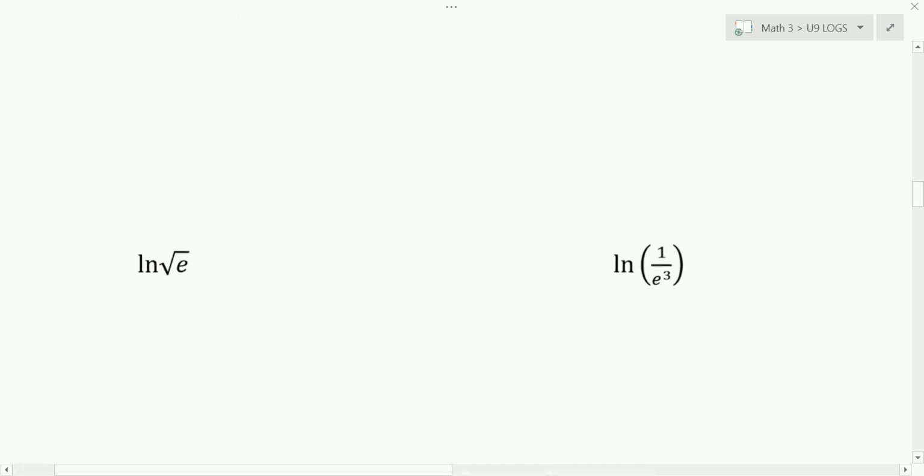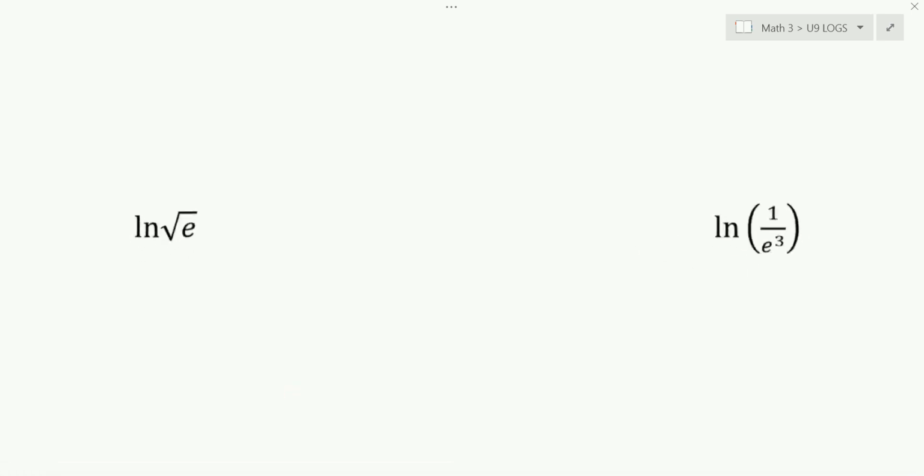Natural log of square root of e. Jaron, what do you think? Not sure. So ln, first of all, means log base what? E. So we got log base e of square root e, and that may be helpful for you to just change it to that form. It means the same thing. And then that's asking what question? E to the what power is equal to the square root of e?